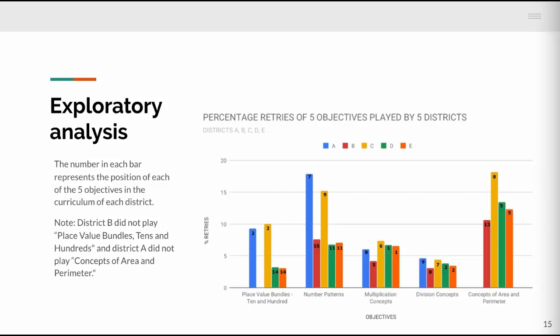played 5 STMath objectives. The number in each bar represents the position of each of the 5 objectives in the curriculum of each district. Note that District B did not place value bundles, tens, and hundreds, and District A did not play concepts of area and perimeter.